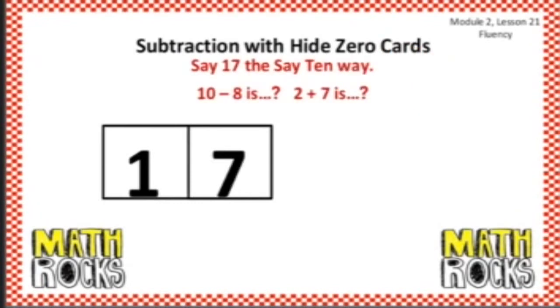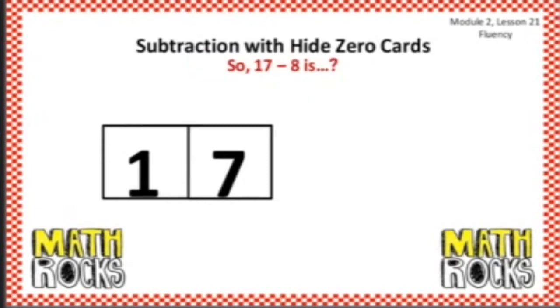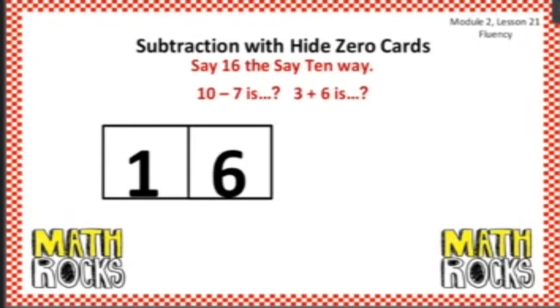Let's say 17 the say 10 way. 10 7. Very good. Now we're taking out 8. 10 minus 8 will be 2. 2 plus 7 will be 9. So that means that 17 minus 8 is 9. Very good. Alright, let's take some more.